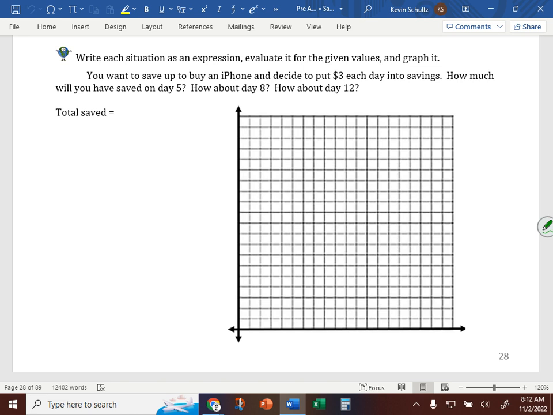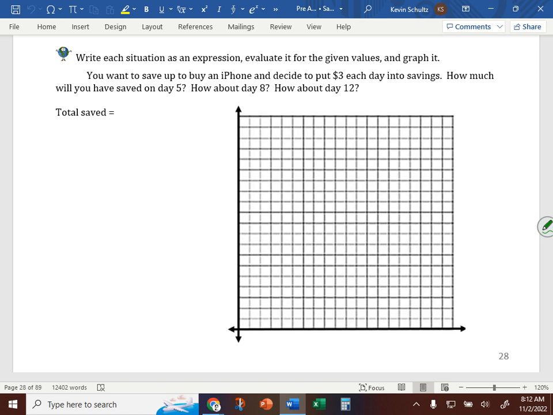Will you be saving for a while? To buy an iPhone at $3 a day, will you be saving for a while? Yeah, that's why you should just buy a flip phone. How much will you have saved on day 5? How about day 8? How about day 12? So for starters here, we want to come up with an expression that's going to represent the total amount saved.